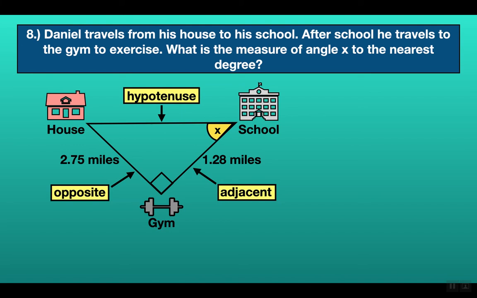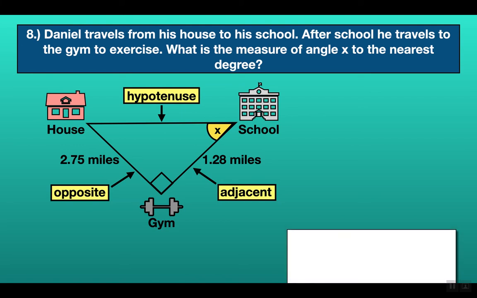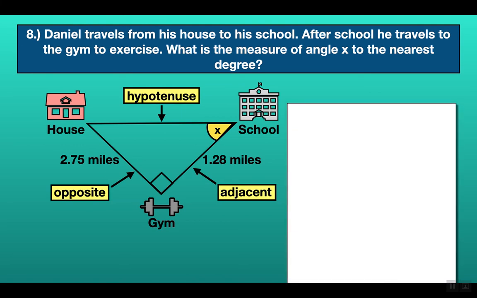Now that we've identified those three sides, look at how, from the point of view of angle X, what are the two sides that they gave us? They gave us the opposite side and the adjacent side. So that tells us which trigonometric ratio we have to use. Which trigonometric ratio uses the opposite and the adjacent side? That has to be tangent.